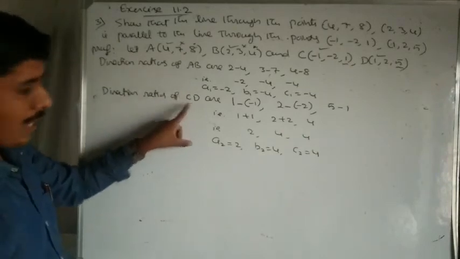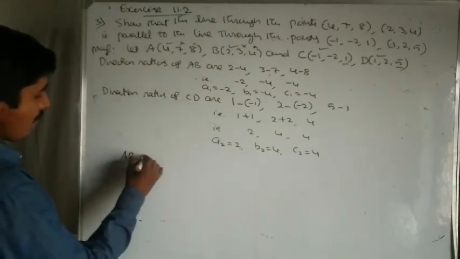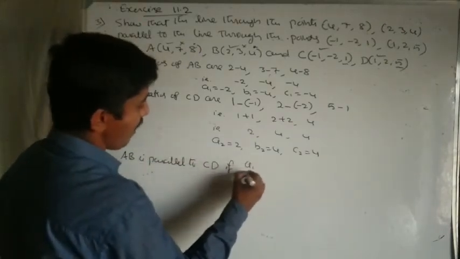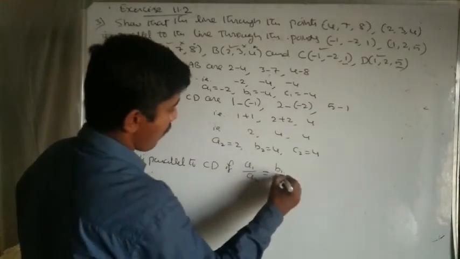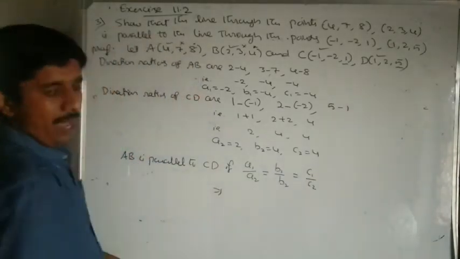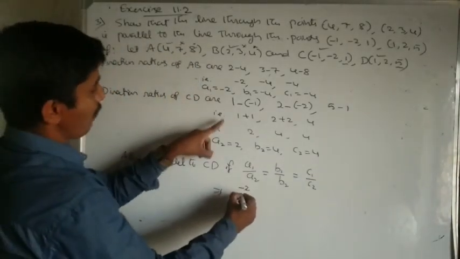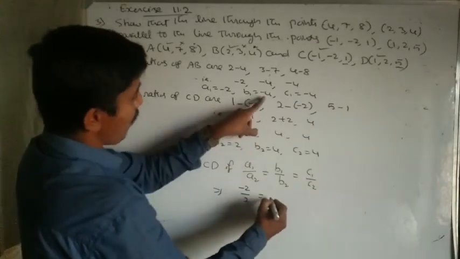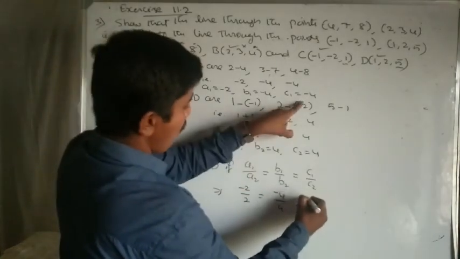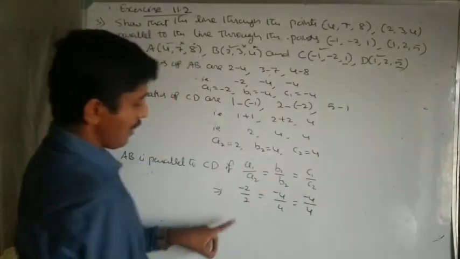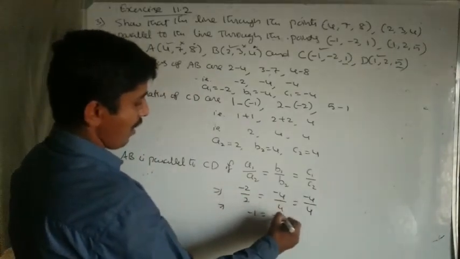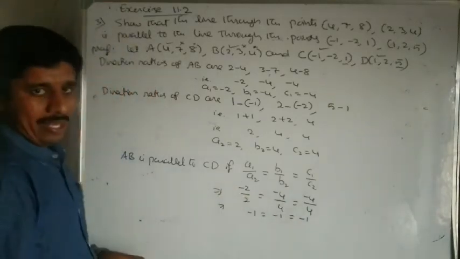Here AB line is parallel to CD line means, if and only if A1 by A2 is equal to B1 by B2 which is equal to C1 by C2. Substitute the values. A1 value minus 2 by A2 value 2. B1 value minus 4 divided by B2 value 4. C1 value minus 4 divided by C2 value 4. See, the three ratios are equal here. 2 ones are minus 1, 4 ones are minus 1, minus 1. Three ratios are equal. Got it?